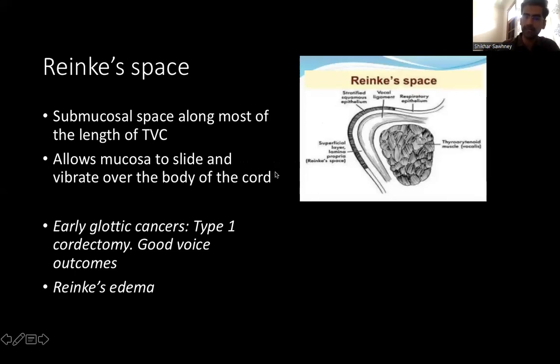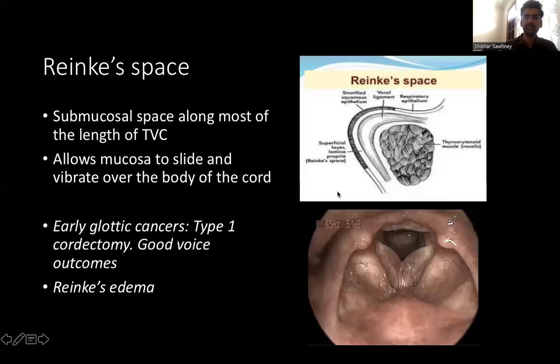One is that very early glottic cancers may be amenable for a type 1 chordectomy, that is a subepithelial chordectomy, in which this space, that is the superficial lamina propria, is preserved, and this leads to very good voice outcomes even after a microlaryngeal surgery. The second important clinical implication is that sometimes in this space there is fluid accumulation, and that leads to baggy vocal cords, a condition that is known as Reinke's edema.